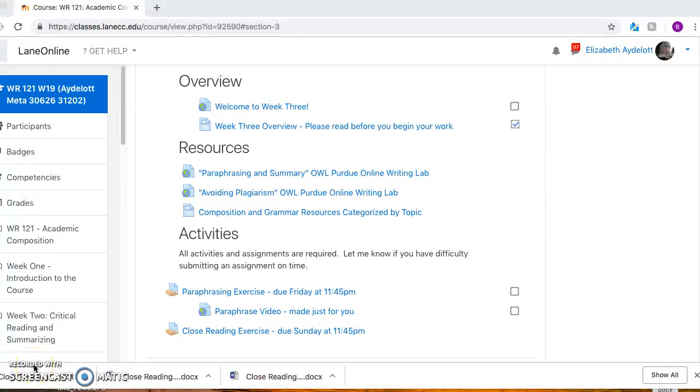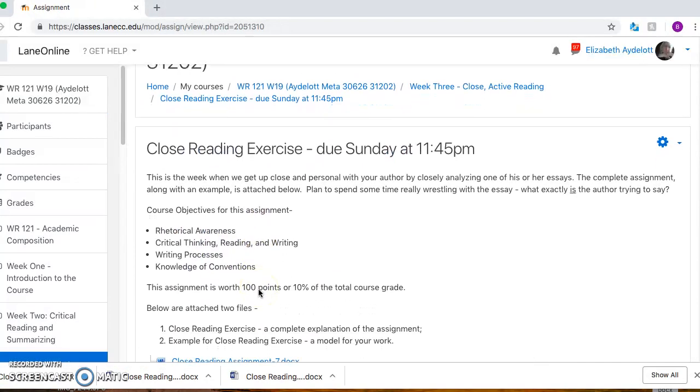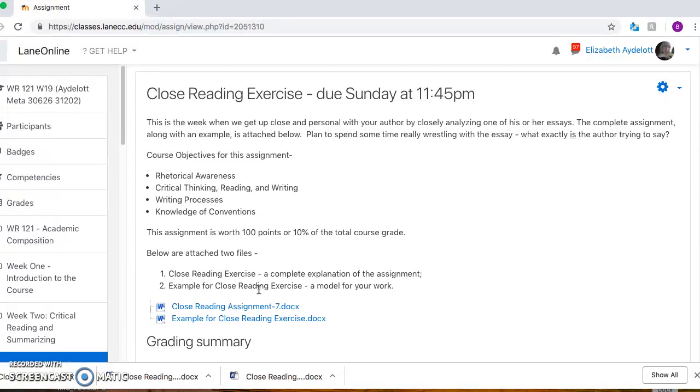Want to look at the close reading exercise that's due this Sunday. And I'd like to look specifically at what it is. With this exercise, this is not an essay, this is not a summary. I'd like you to pick an article different from the one that you summarized for last week, preferably by the same author, because I'd like you this term to get very familiar with one writer's techniques, that writer's style, so that you can decide whether you want to use it, implement it, or discard it completely.